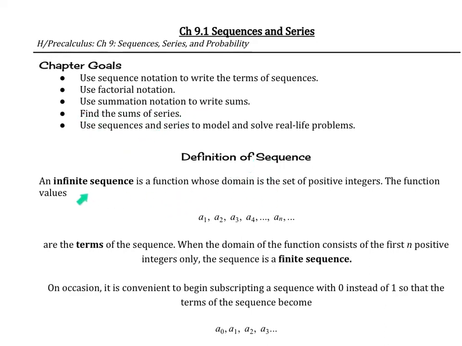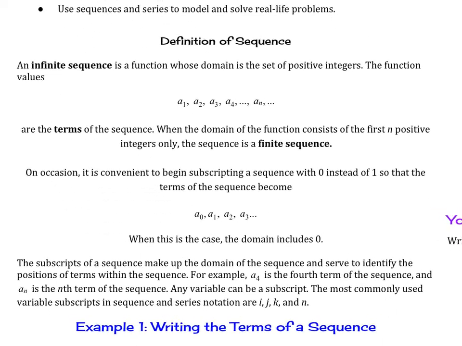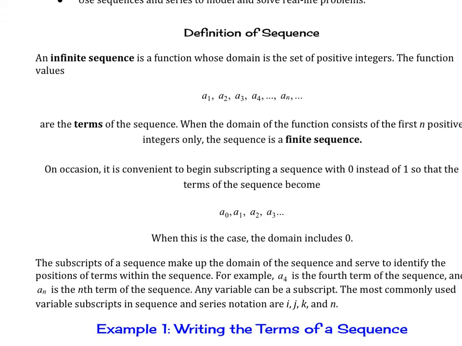The definition of a sequence: an infinite sequence is a function whose domain is a set of positive integers. The function values a1, a2, a3, and so forth are the terms of the sequence. When the domain of the function consists of the first n positive integers only, the sequence is a finite sequence. On occasion, it is convenient to begin subscripting a sequence with 0 instead of 1, so that the terms of the sequence become a sub 0, a sub 1, a sub 2, and a sub 3, and so forth. When this is the case, the domain includes 0.